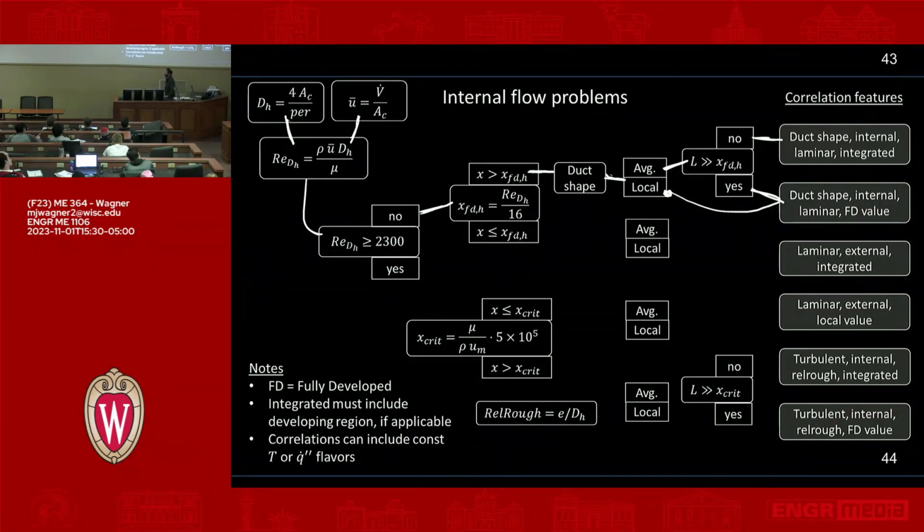All right. Okay, so presuming that branch all makes sense, now let's step back here to the XFDH. So let me look at this. So now if I go back and I'm looking at an X position that's before the fully developed, so I'm still in the entry region. Now I need to ask whether I'm looking at average or local.